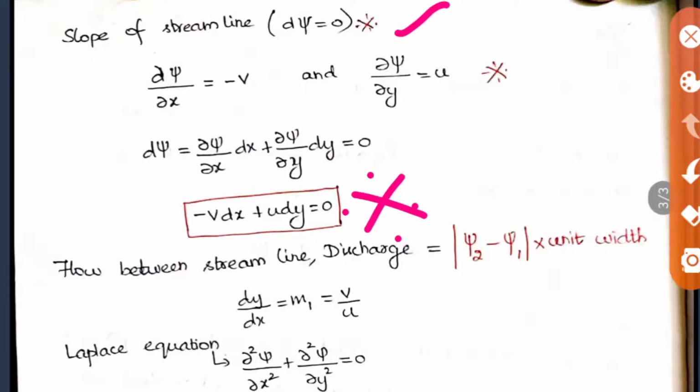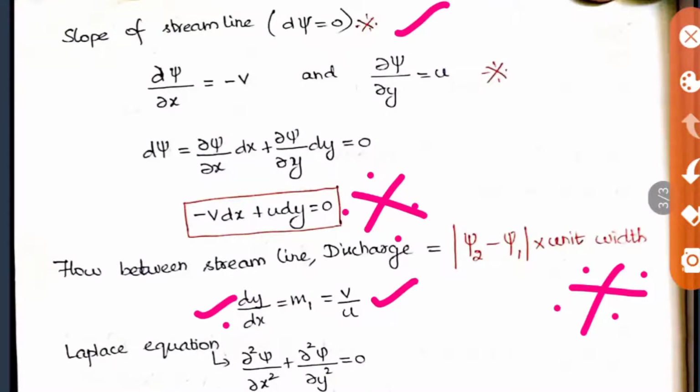And the next is the flow between streamlines, the discharge. This is very important. It is nothing but the modulus of psi 2 minus psi 1 into unit width. Okay, so here the slope, when you take it as dy by dx, will generally be equal to v by u.